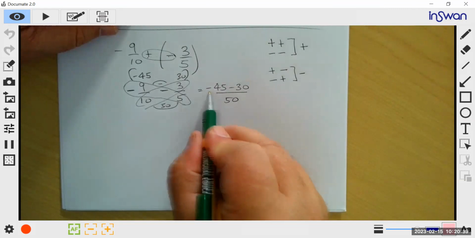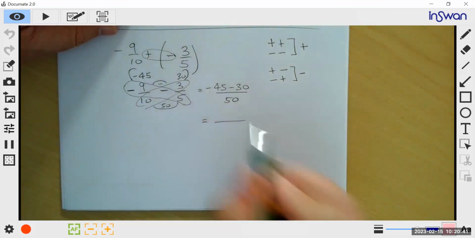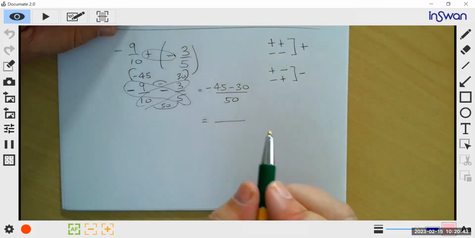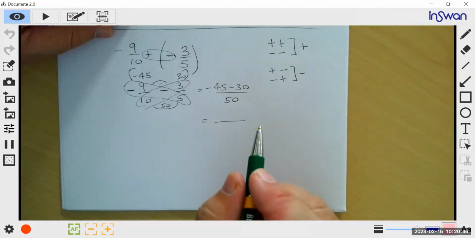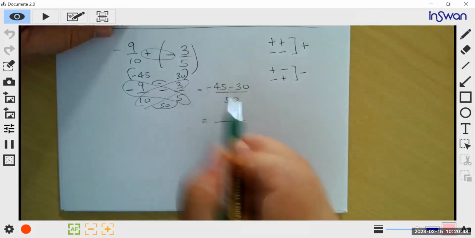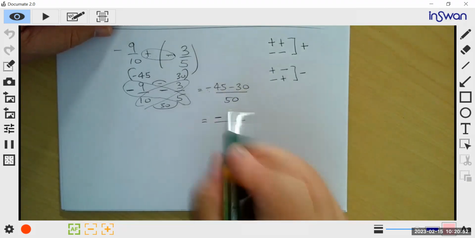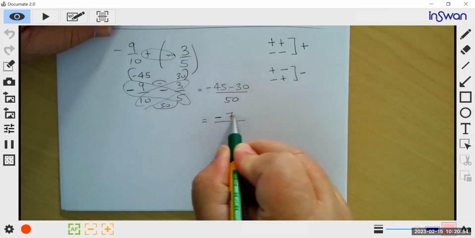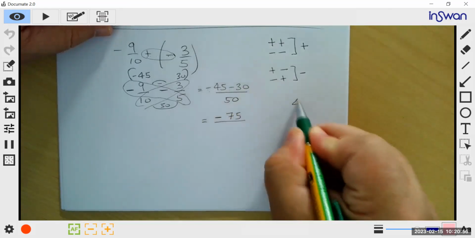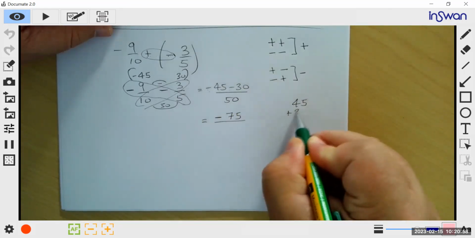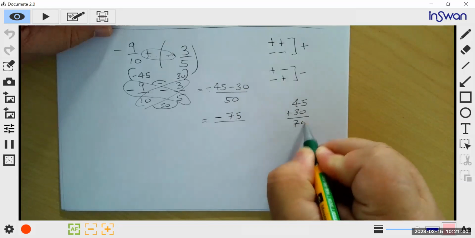So negative 45 minus 30 is what? Is the answer going to be positive or negative? Negative. Since they're both negative, the answer is negative. 45 plus 30 is 75.